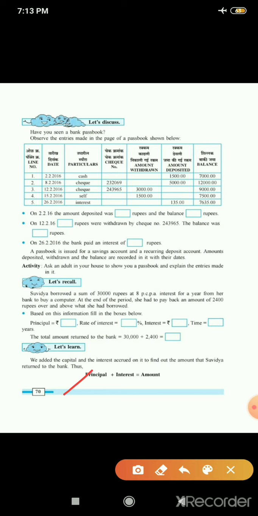Principal is rupees 30,000. Rate of interest is 8%. Interest is rupees 2,400. Time is 1 year. The total amount returned to the bank is equal to 30,000 plus 2,400 is equal to 32,400. So I hope you have followed this. Now let us learn more. We added the capital and the interest accrued on it to find out the amount that Suvidha returned to the bank. Thus, principal plus interest is equal to amount. Okay, this formula you should know. Principal plus interest is equal to amount. You have to learn that.